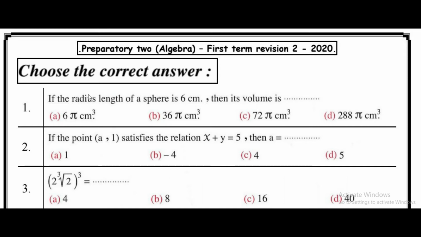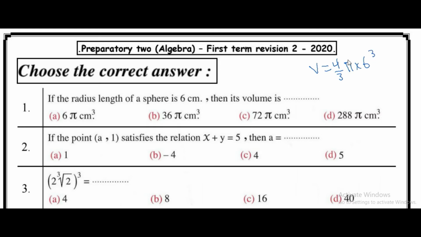Choose the correct answer. If the radius length of the sphere is 6 then its volume. أفكركم بالفوليوم: V equals 4 over 3 by R power 3. الار ب 6 باور 3. The answer will be 6 power 3 is 216 divided by 3 is 72. 4 times 72 equals 288 pi cubic centimeter. الفوليوم 4 over 3 by R power 3.